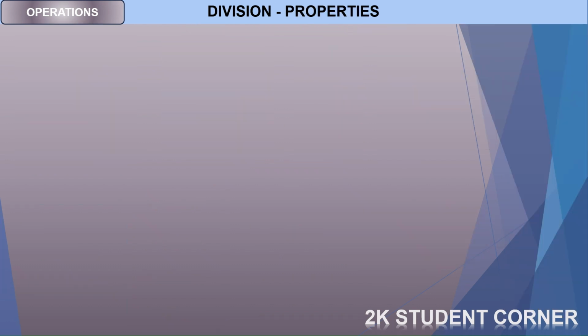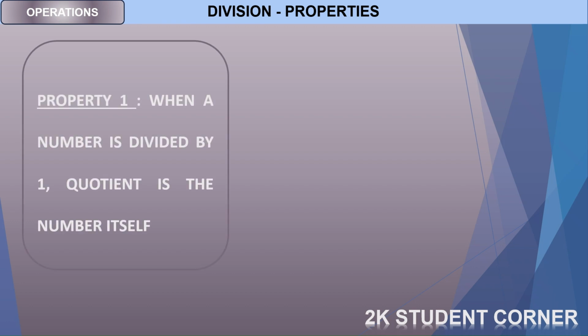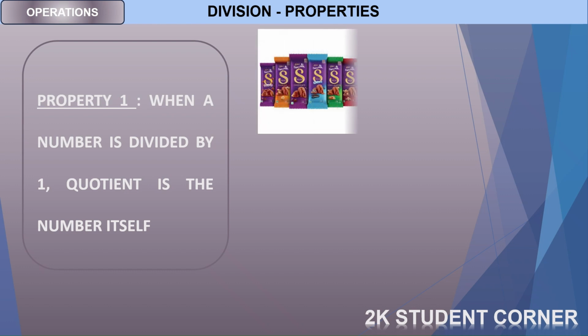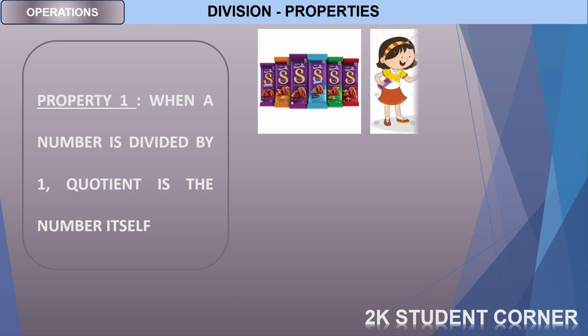We will learn the properties of division with problems. Property 1. When a number is divided by 1, quotient is the number itself. Here divisor is 1. 6 chocolates are there, which is dividend. Only 1 kid is there, which is divisor.